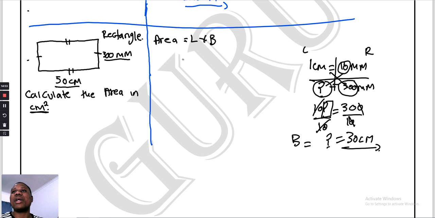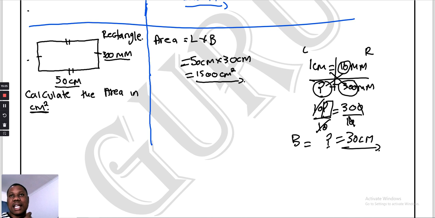Okay, now when we go to our formula to substitute, we're going to say our length is 50 centimeters multiplied by the breadth of 30 centimeters. Okay, so that's going to be 1500 centimeter squared. That is our area of this rectangle. Okay, I hope that is understandable.